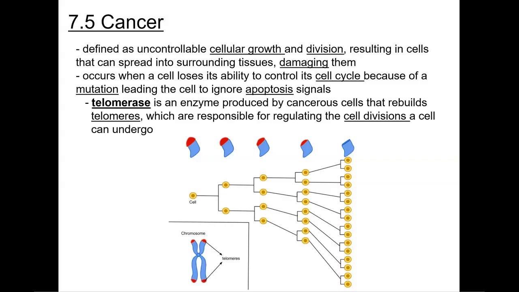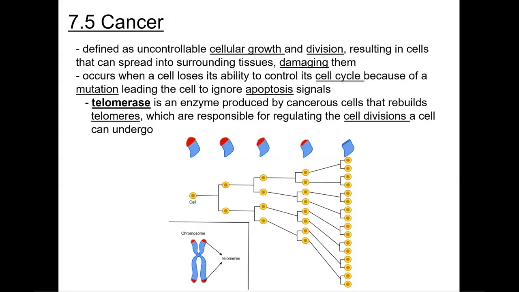Cancer is going to be defined as uncontrollable cellular growth and division. It's going to result in cells that can spread into surrounding tissues. It damages them by taking up the nutrients, taking up their space, and basically choking those cells out until cell death. It occurs when a cell loses the ability to control its cell cycle because of a mutation that leads to a cell ignoring its apoptosis signals.